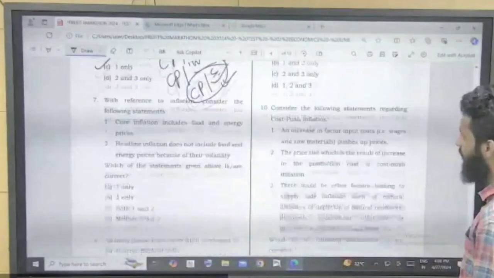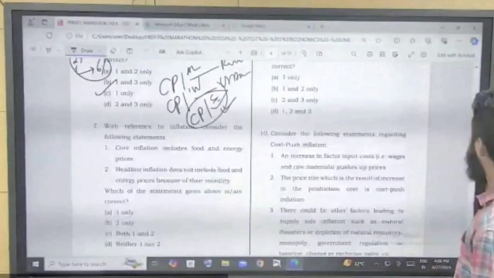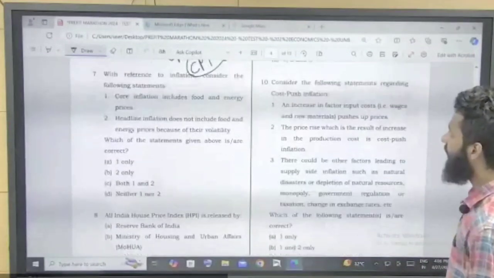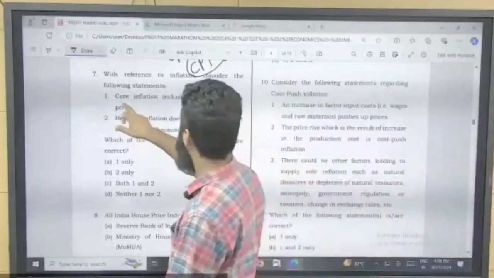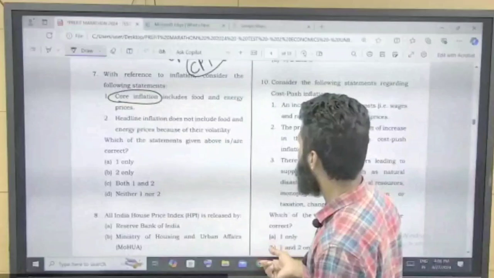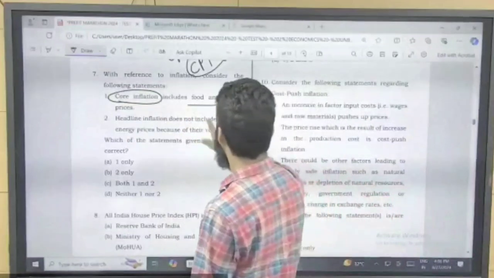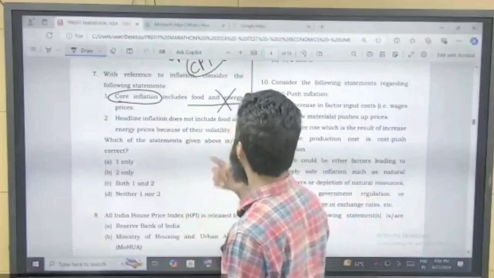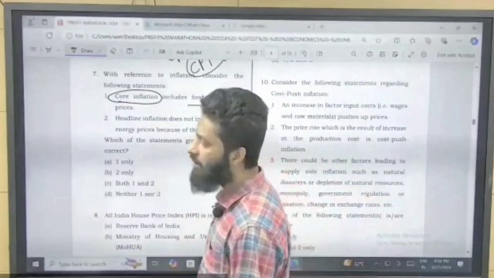Now let's come to question number 7. With reference to inflation, consider the following statement. Core inflation. Now this is another term. Core inflation includes food and energy prices. No, food and energy prices are volatile. So core inflation does not include food and energy prices.